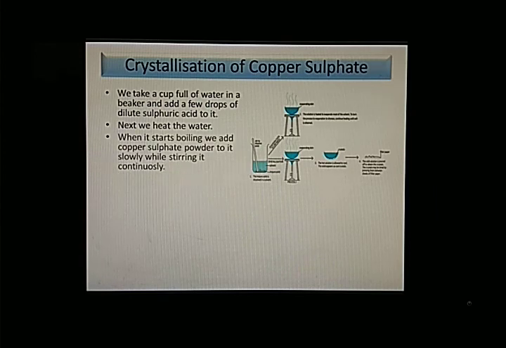So after some time what would happen? The water will start boiling, and as soon as it starts boiling, we will add some copper sulfate powder to it. This is powder, these are not crystals. We will add some powder and continue to stir it slowly with this glass rod. We will keep on adding until no more powder can be dissolved in the solution. As soon as it heats up, we stir it and it gets dissolved. This continues until the powder can no longer be dissolved.